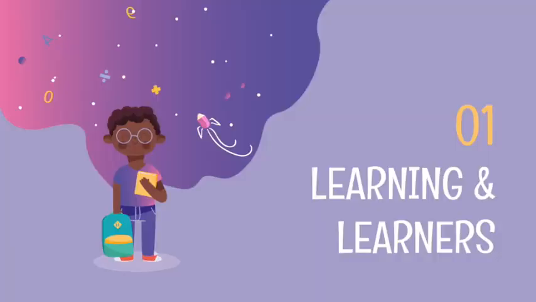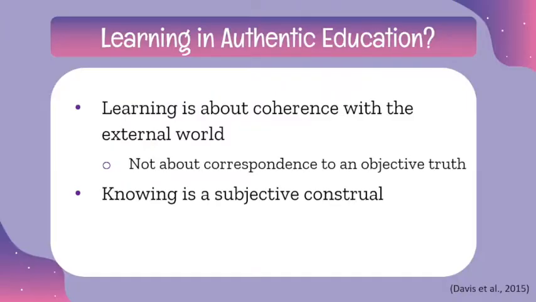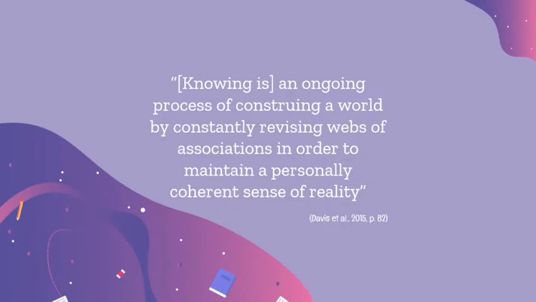So what does this actually mean for learners and learning? Well, we talked a lot about knowing and learning in our last video, but in short, learning here is about coherence with the external world rather than correspondence to an objective truth. And here, knowing is always a subjective construal. It's an ongoing process of construing a world by constantly revising webs of associations in order to maintain a personally coherent sense of reality. And this helps us understand why people can interpret a similar experience differently. This web of associations is woven from their different experiences, which has an impact on their perspectives. And this is something we really want to keep in mind with our learners.